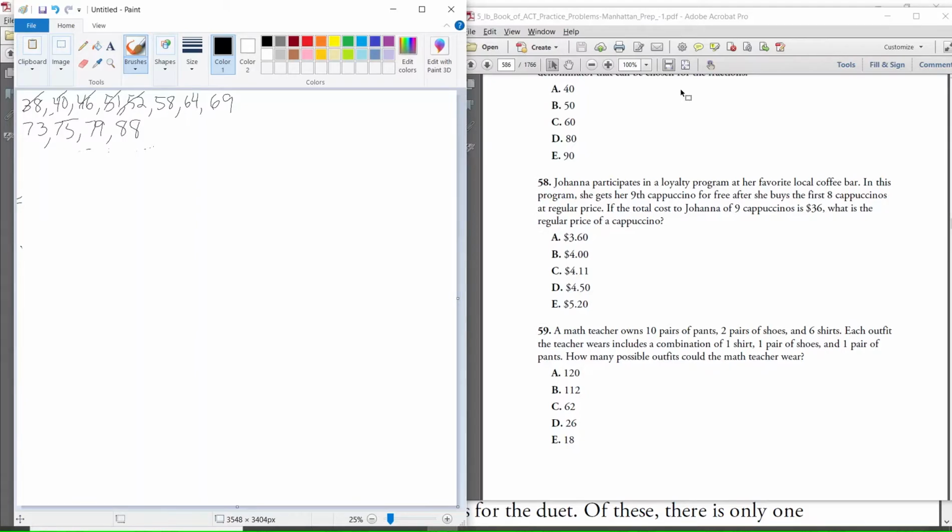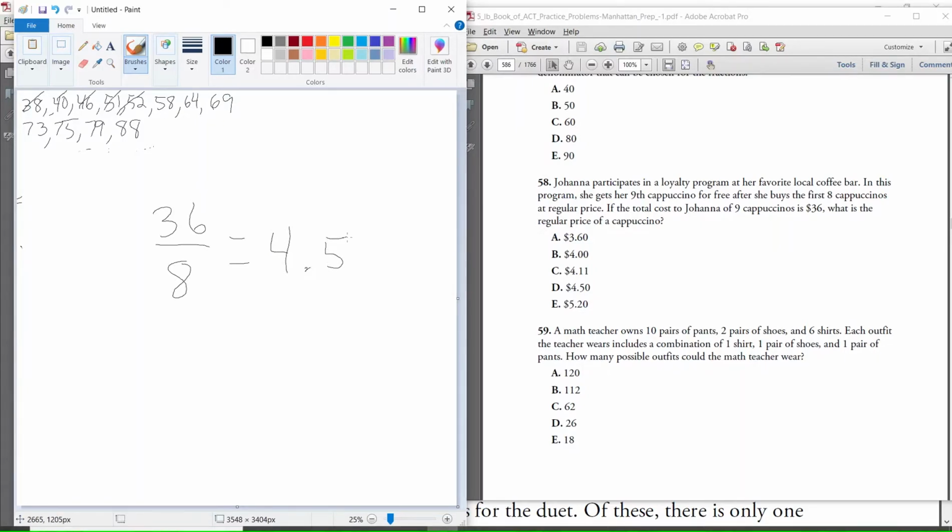Well, remember, the 9th one is free, so she paid nothing for it. So that means she paid $36 for the first 8 cappuccinis because the 9th one was free. Well, what is the price per cappuccino? Well, 36 divided by 8 is 4.5. You can do it on your calculator.